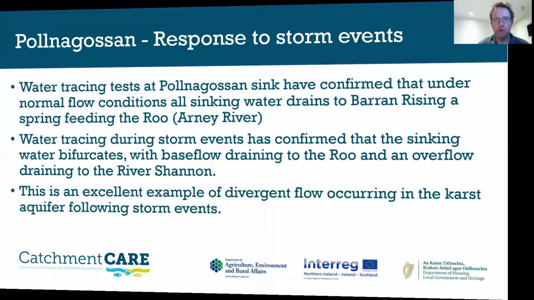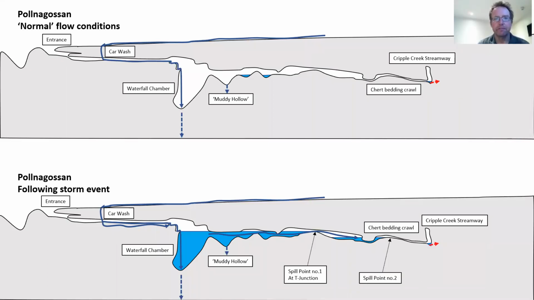Now, to go into a bit more detail about how this happens in Polnegossan Cave, we know that in normal flow, the surface water stream sinks into the cave and then rapidly is lost into the floor of Waterfall Chamber. But there's a throttle, there's a capacity on the amount of water that can sink into Waterfall Chamber. And when storm events happen, the water level in that chamber starts to rise. And it rises to a certain point where it spills over into the rest of the cave, floods the remaining part of the cave, and the water overflows into that further streamway, the streamway that goes to Shannon Cave.